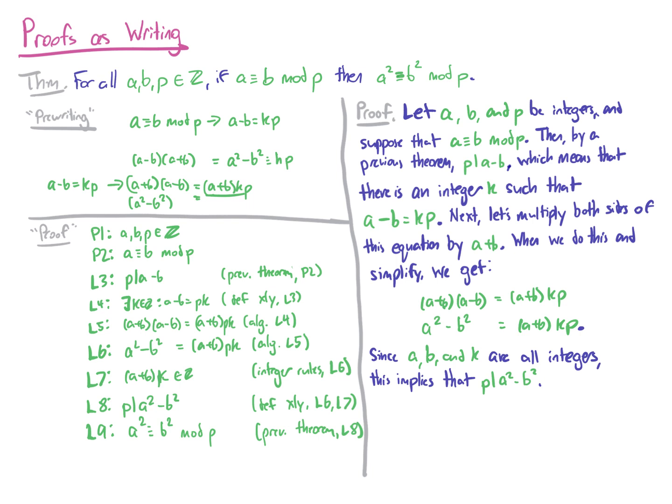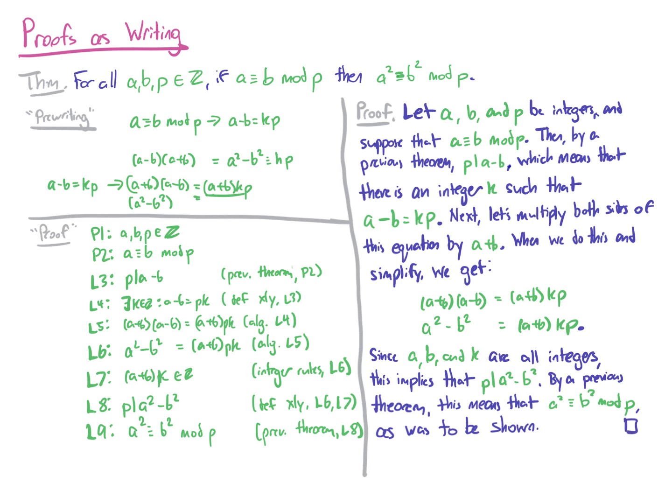Okay, I've shown that p divides a squared minus b squared by a previous theorem, the same previous theorem that we mentioned earlier. This means that a squared is congruent to b squared modulo p, as was to be shown. And we can put our satisfying end of proof square there.